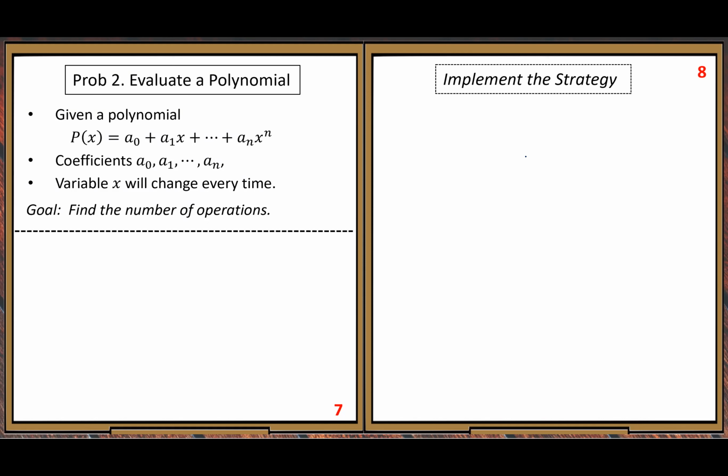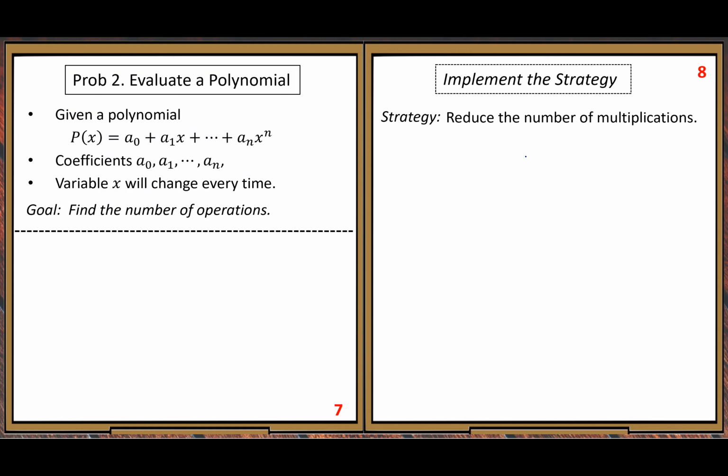Implement the strategy. Here, the implementation is also very important. Although you know the strategy, you know what to do, which direction to go, you may not have the idea how to implement your strategy. So another important part, implementation, very important. So let's look at this question. How do we implement this strategy? How do you reduce the number of multiplications?